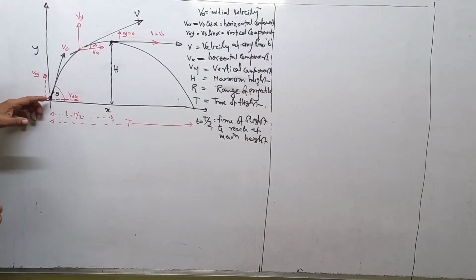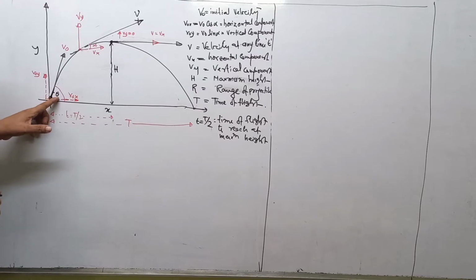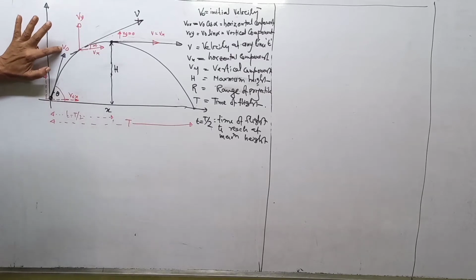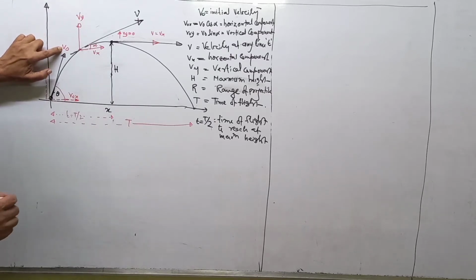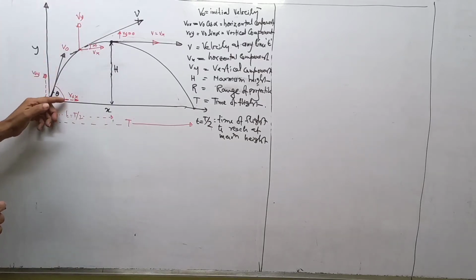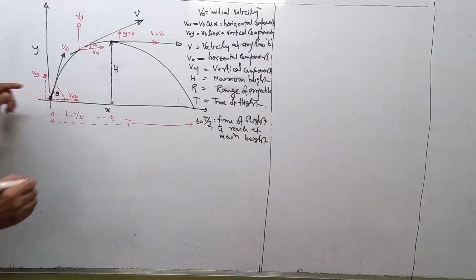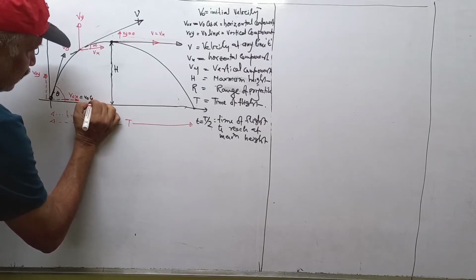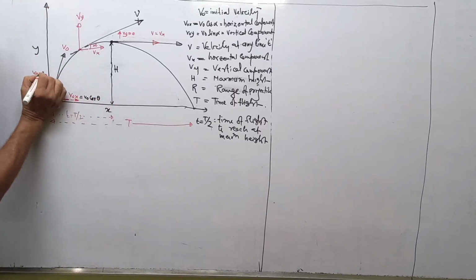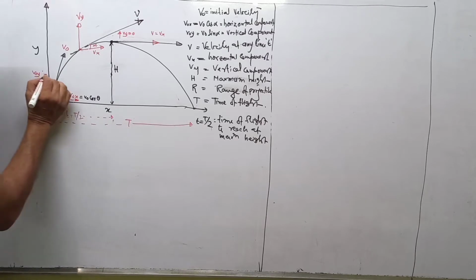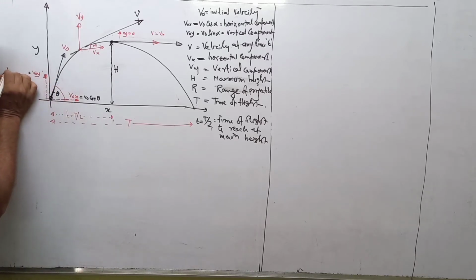Here a body is being thrown at some angle theta with initial velocity v0. The component of the velocity along the x direction, v0x, can be written as v0 cos theta. Similarly, the vertical component of the velocity, v0y, can be written as v0 sin theta.